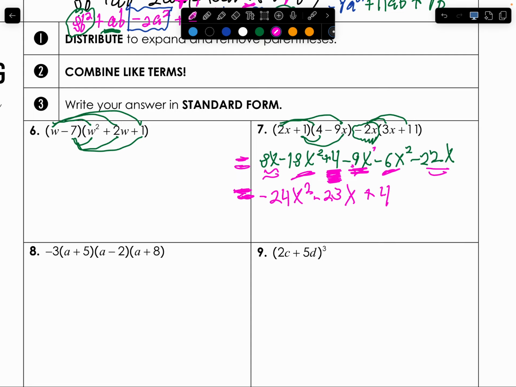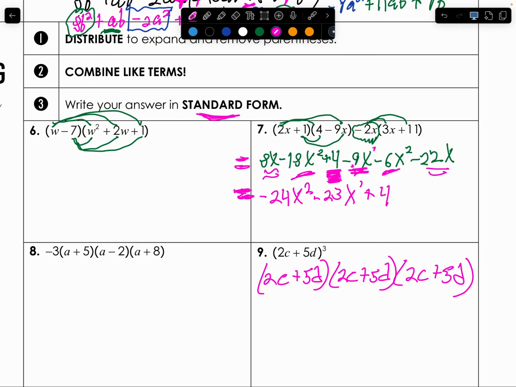Now, double check that it's in standard form. It means we got x squared, x to the 1, and x with nothing. Don't forget that this one here means 2c plus 5d times 2c plus 5d times 2c plus 5d. You got a lot of work, more steps to do there. You got to FOIL the first one and then multiply everything by the second one, or distribute the third one, I mean.